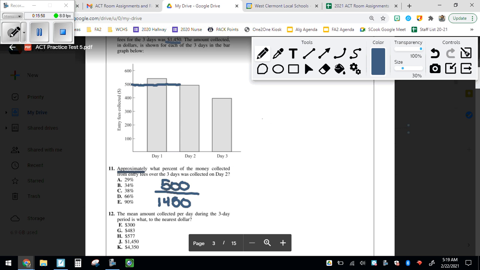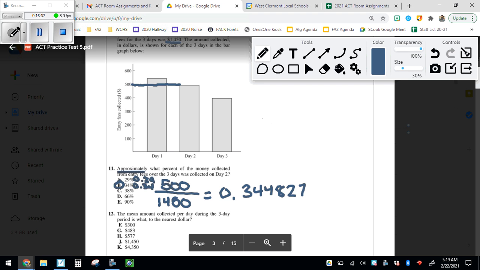So we're going to do 500 divided by 1450, which gets us 0.34487 and so on. Right. So that says find which one of these answers is closest. Remember, percent means to divide by 100. So 29%, 29 divided by 100 is 0.29. Not that close. 34% is 0.34. I think that's going to be as good as we get. 0.34 and 0.344, super close.